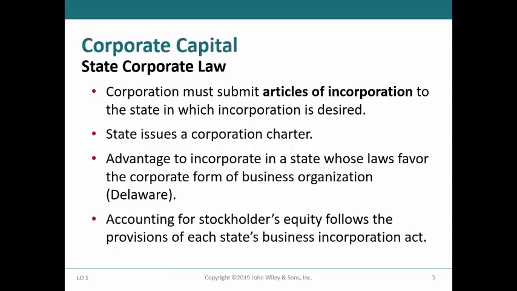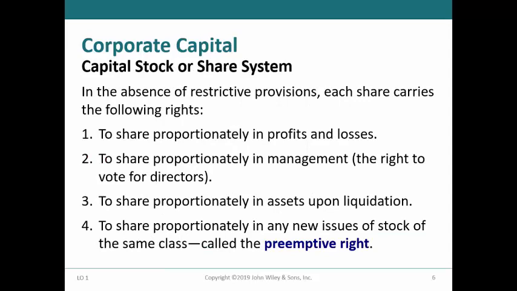The accounting for stockholders' equity must follow the provisions of each state's Business Incorporation Act, and there are variations in the state's laws. Unless corporations restrict the privileges of the common shareholders, the common stockholders generally share proportionately in the corporation's profits and losses. They also are allowed one vote per share in the election of the board of directors. If the corporation liquidates, the common shareholders share proportionately based on their ownership percentage in the assets in liquidation.